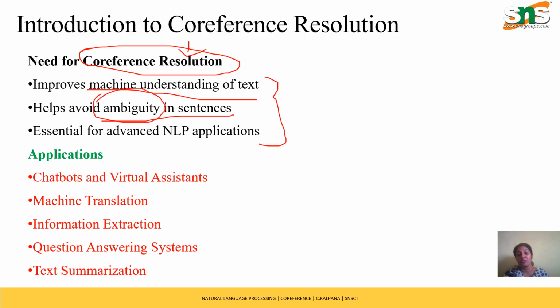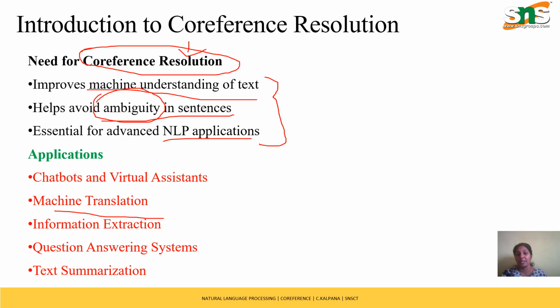The third is that it is essential for advanced NLP applications. Not only advanced, even when developing a basic NLP application, if we give a prompt which involves pronouns, it must understand them and give the output. That is the main advantage of coreference resolution. The main applications of coreference include machine translation. While translating from English to Hindi, Tamil, French, German, whatever it may be, coreference is a very important part.